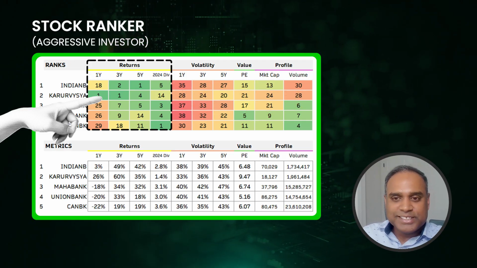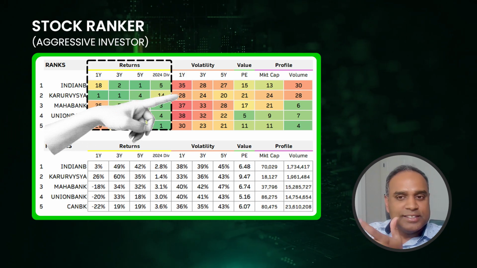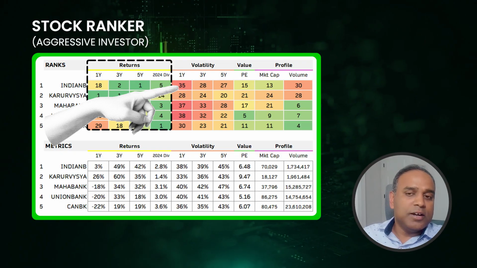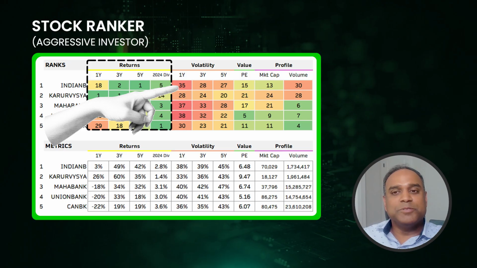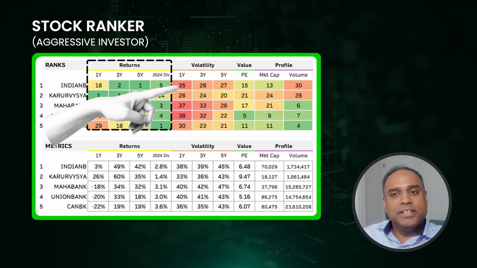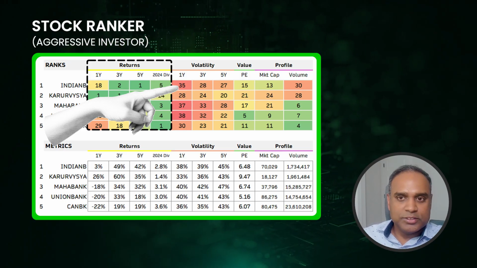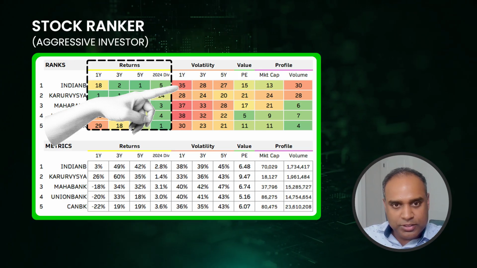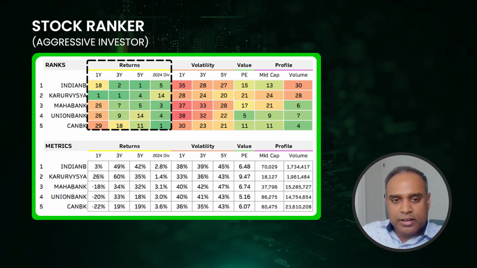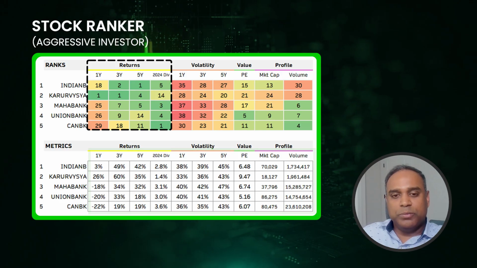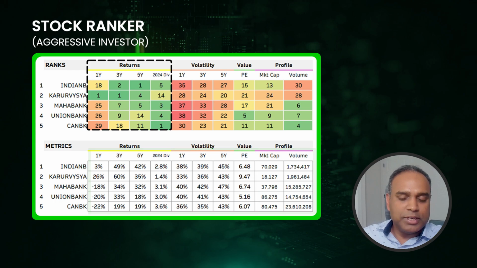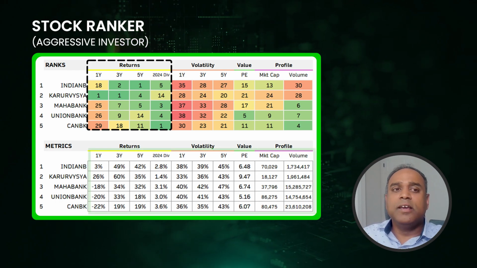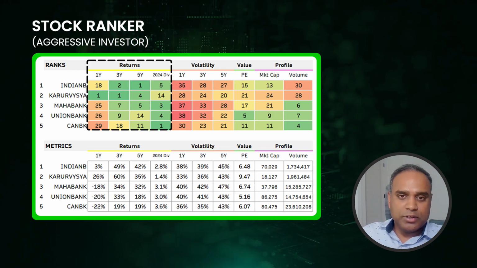If I am that type of investor, then you can see here that the volatility ranking is in the 20s, 30s. Out of 52 stocks, 35 is very low. When it comes to volatility, it is not good. But still, as an aggressive investor, I'm not giving importance to volatility. That's why Indian Bank pops up to the top. In this view, at the bottom, you can see the actual percentage or the actual metric value. So everything is transparent and displayed on screen here. For an aggressive investor, these are the top 5 stocks.